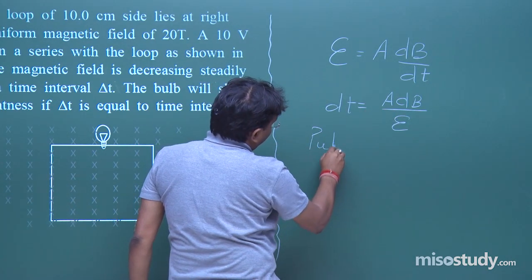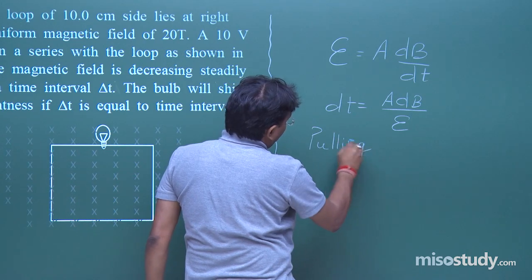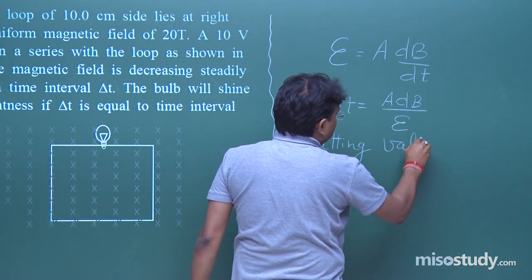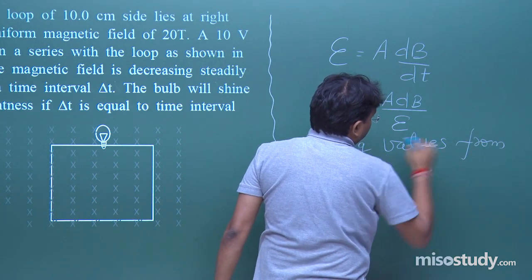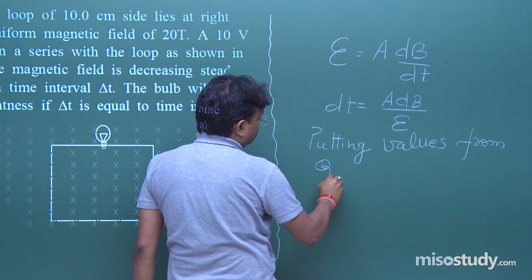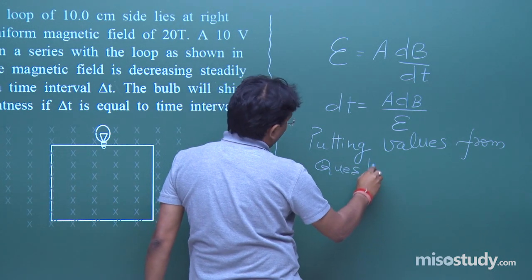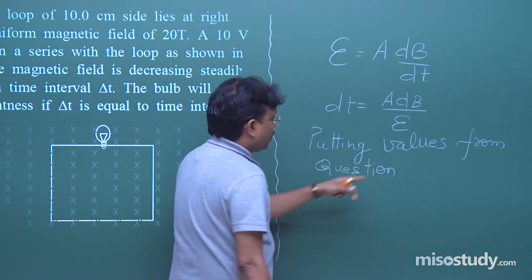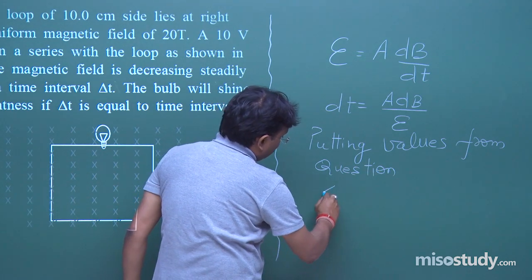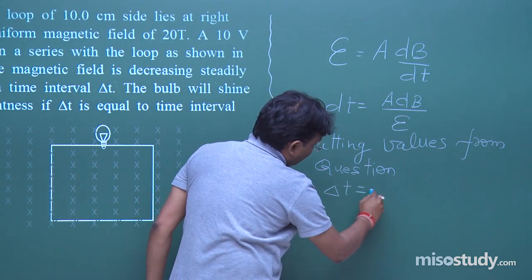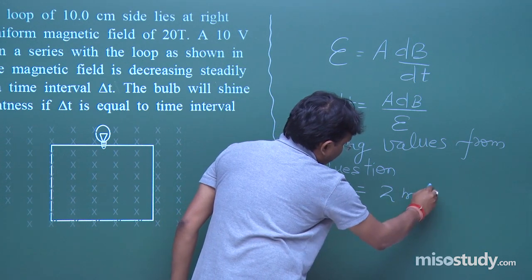Putting values from the question as given. So, I am not taking a lot of time. Putting values from the question, fine, once you solve it, delta t you will get as 2 millisecond.